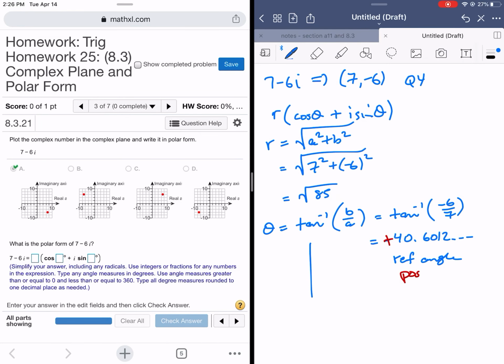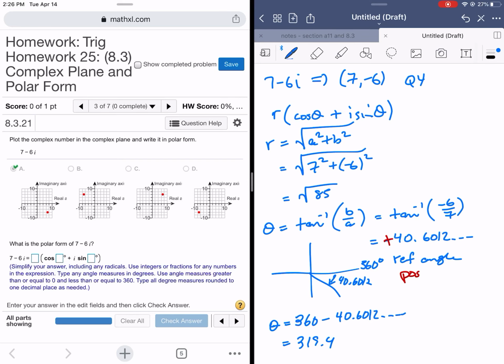So what do we want to do here? We want to go in quadrant 4, since that's where our point is. Here is my reference angle, my 40.6012, and I know that this right here is 360 degrees. So my theta is going to equal 360 minus 40.6012, etc. And whenever I round that to the nearest tenth, what I end up with is 319.4.